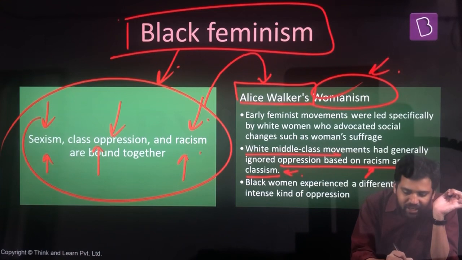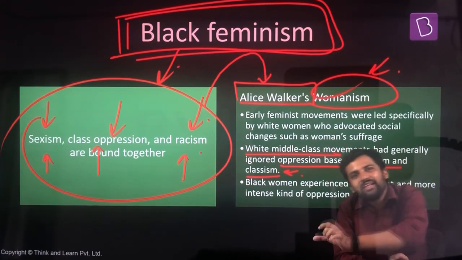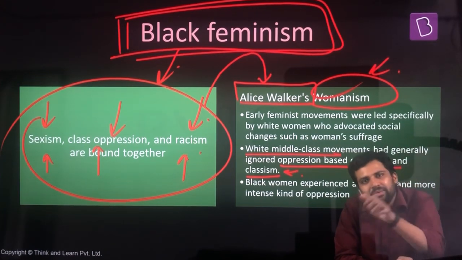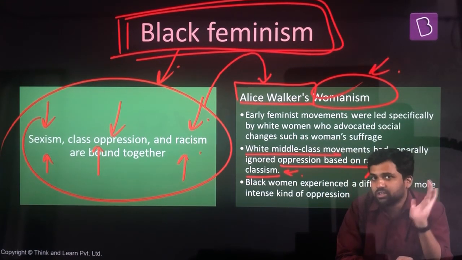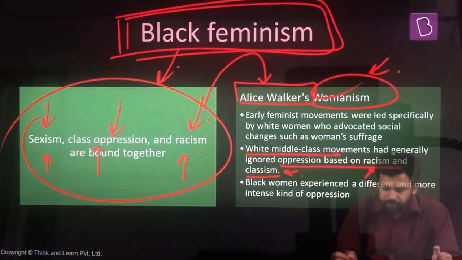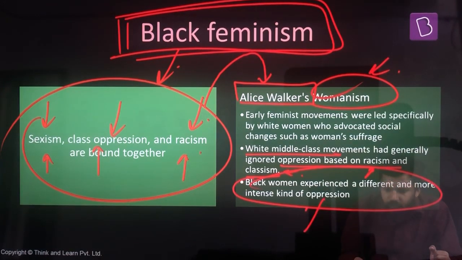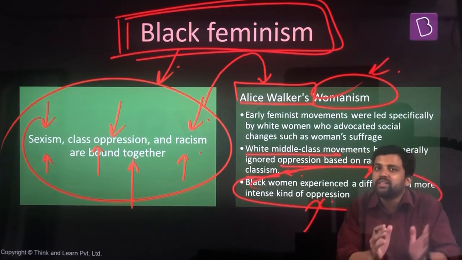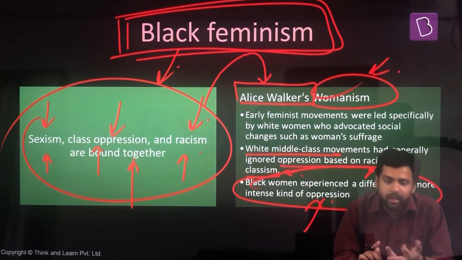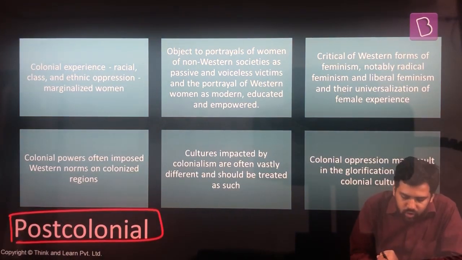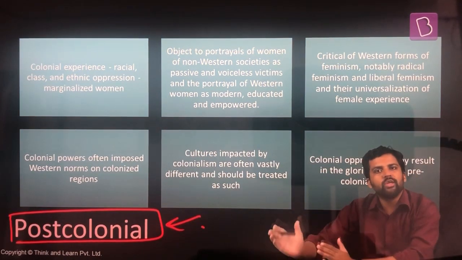So the experience of a black woman and the experience of a white woman is different. The experience of a black woman and the experience of an upper class, middle class woman is different. Black feminism takes up all these issues together. So black women face a more intense kind of oppression. That is what is taken up here, and it tackles all these three things together: classism, racism, as well as sexism. Apart from black feminism, another school of thought is post-colonial feminism.